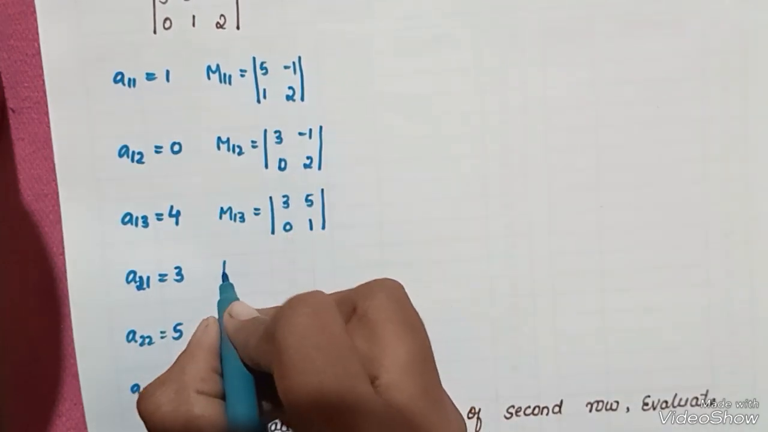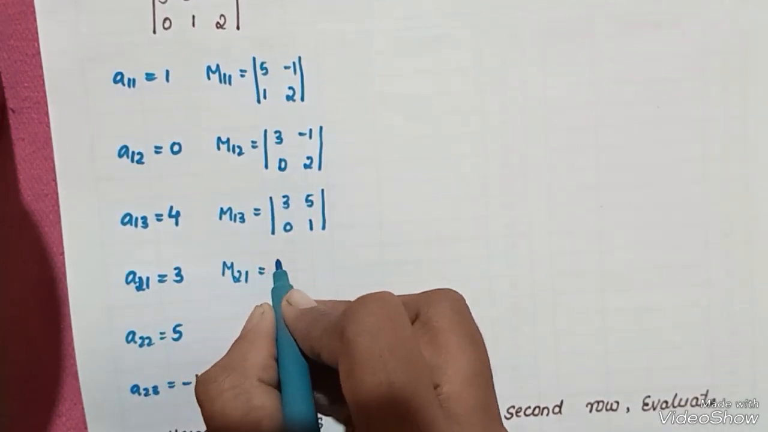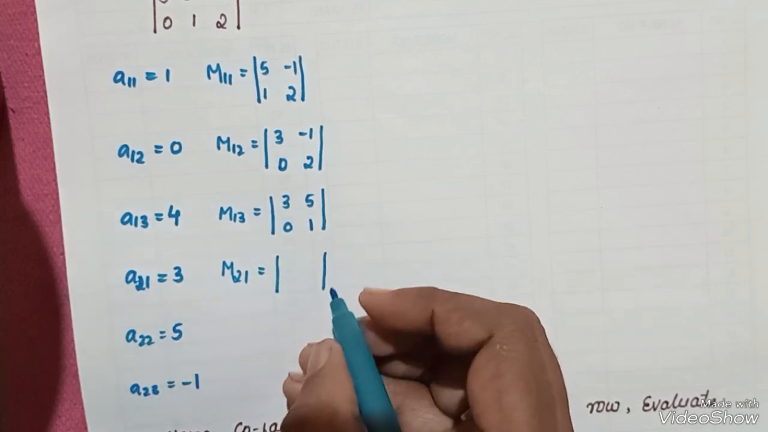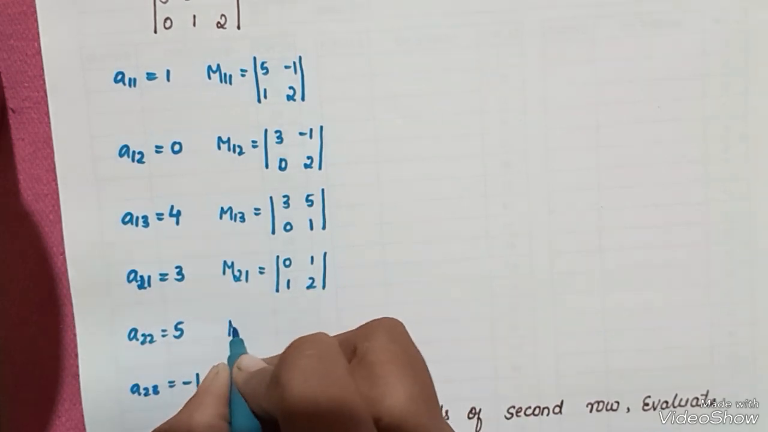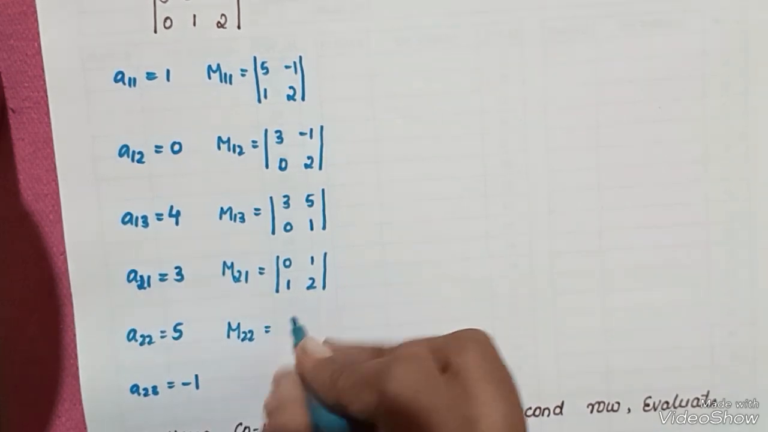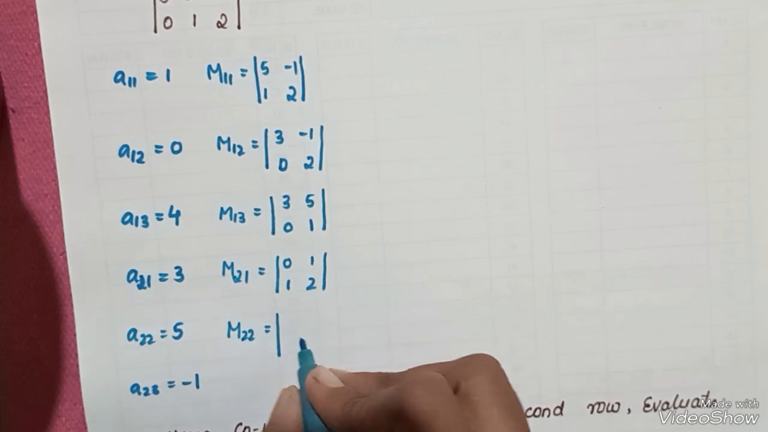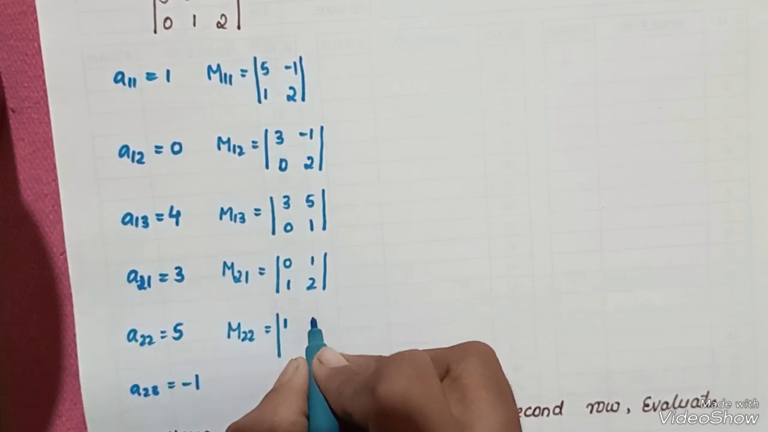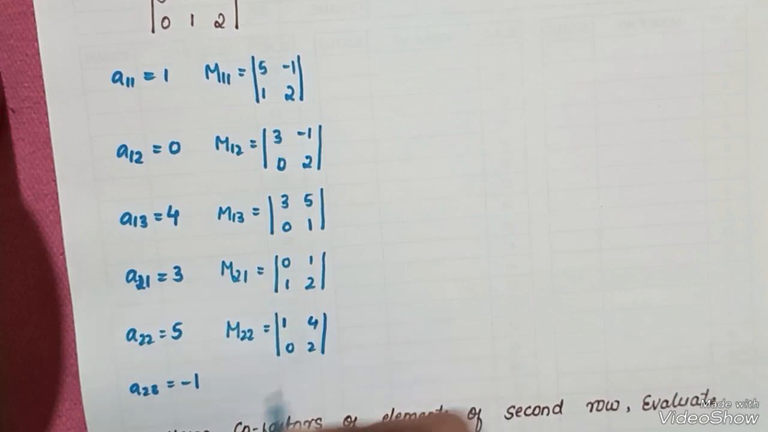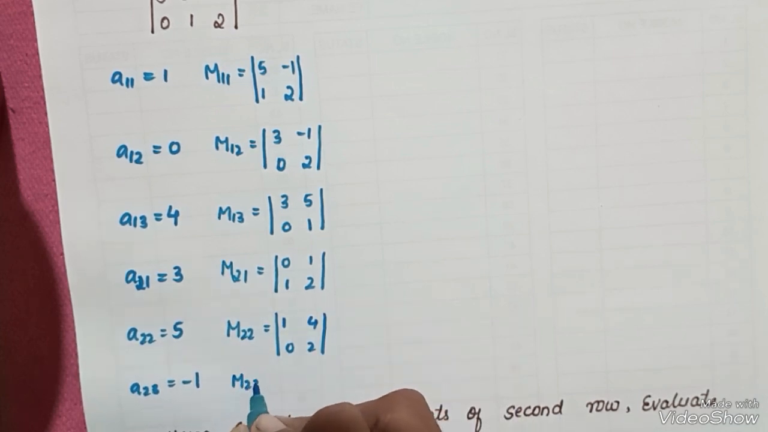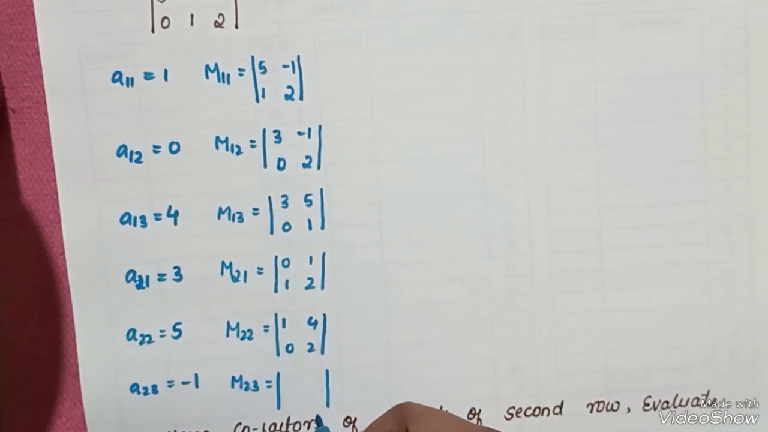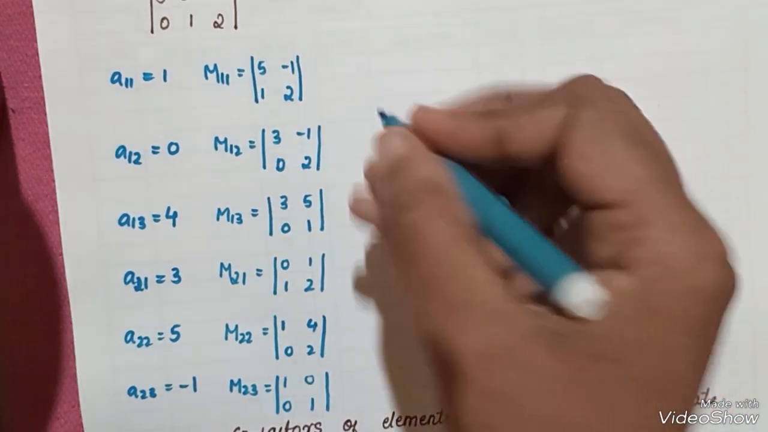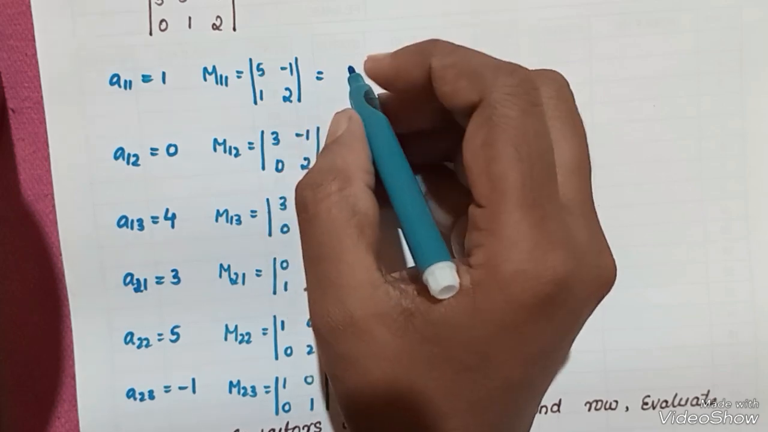Again m21, for the element 3 the minor is 0, 4, 1, 2. Again m22, the minor is 1, 4, 0, 2. m23, the minor of the determinant is 1, 0, 0, 1. Here for this element we have to check the minor.